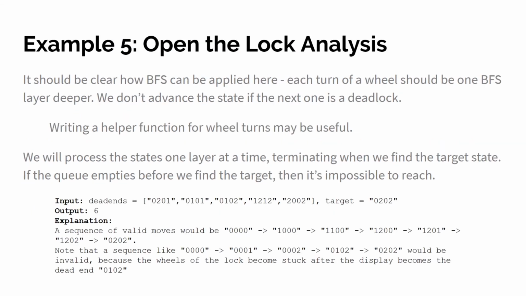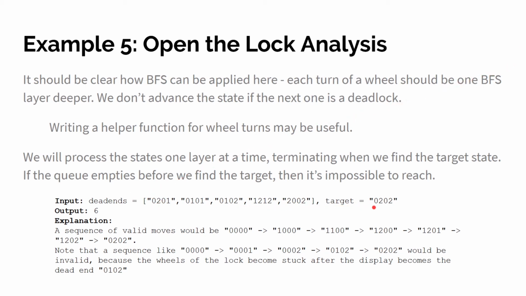And BFS, it should be pretty simple to figure out, right? Every 1 turn of a lock wheel should be an advancement to the next state, an advancement to the next layer. And of course, we shouldn't advance it to a deadlock if possible, because then we can't turn it, that would be a fail. So an example here might be, here's a list of dead ends.